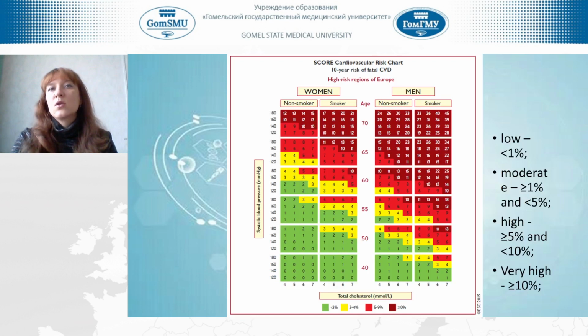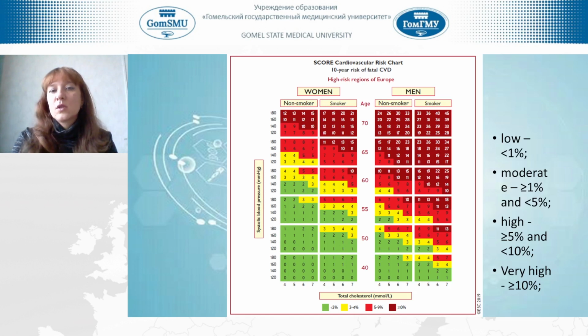This is the SCORE cardiovascular risk chart, 10-year risk of fatal cardiovascular disease, with high-risk regions of Europe. Belarus is a high-risk region of Europe. A risk of less than 1% is low risk. From 1 to 5% is moderate risk. Higher is from 5 to 10%, and very high is more than or equal to 10%.